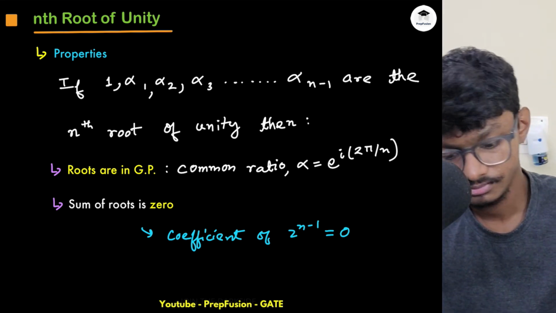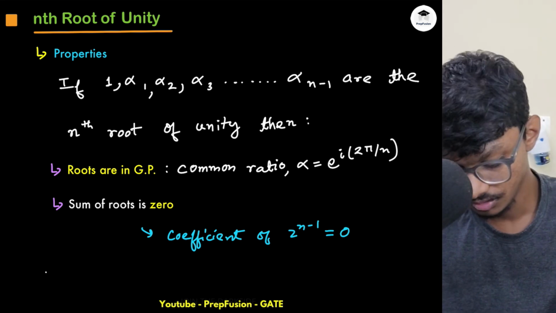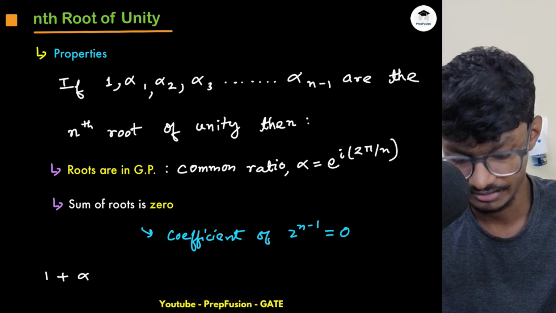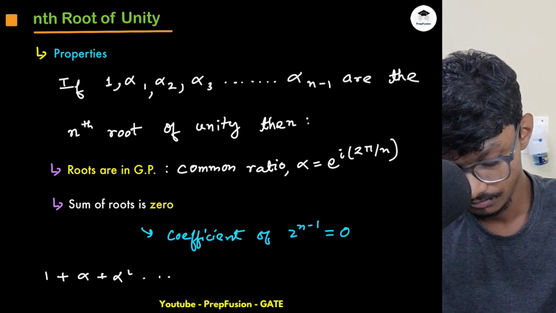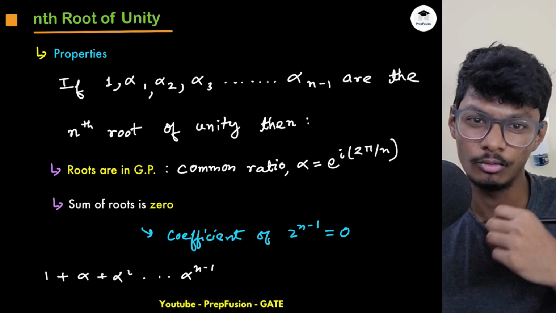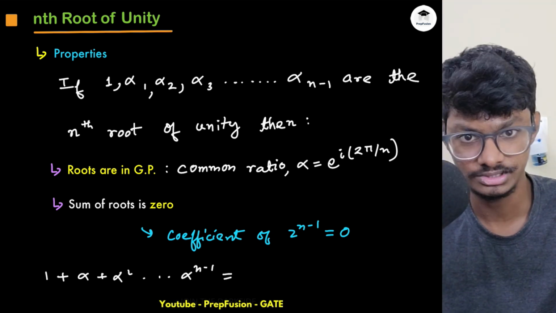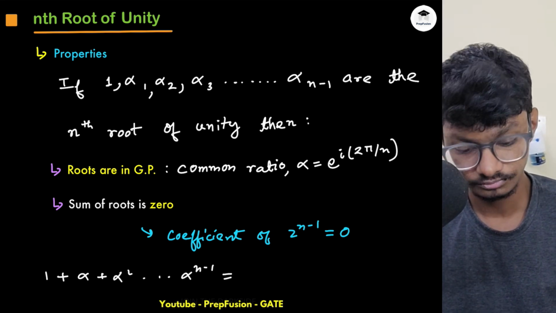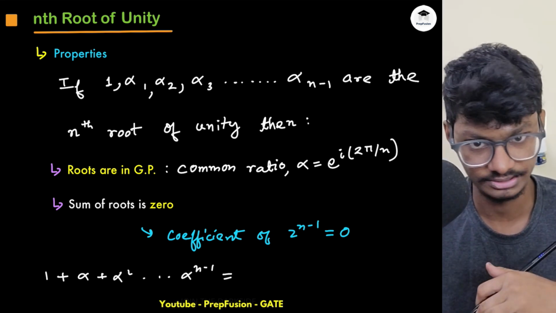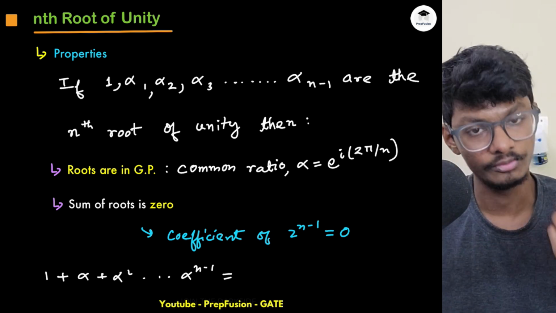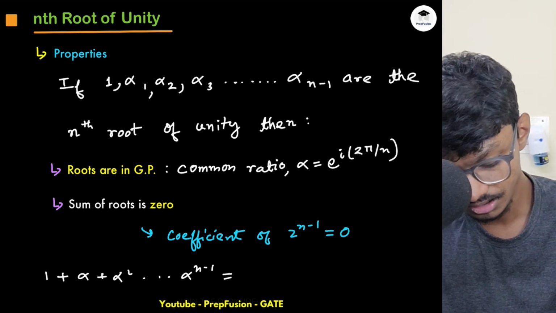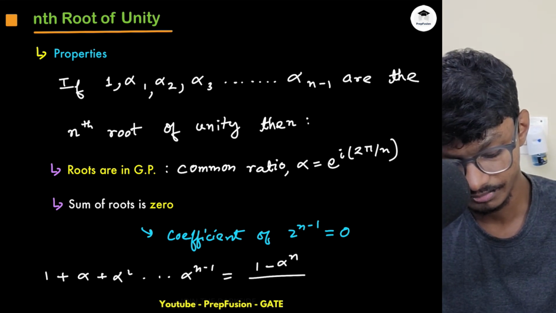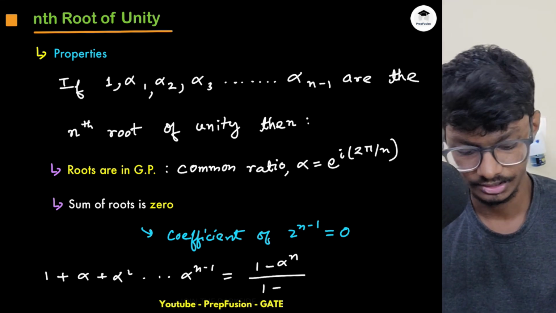Or can you prove it? I know the roots, which are 1 plus alpha, the common ratio is alpha, then plus alpha squared, going up until alpha raised to power n minus 1. You know the formula for the sum of a series. Alpha is not restricted to less than 1, so alpha can be anything. So I will write the whole formula: 1 minus alpha raised to power n, divided by 1 minus alpha.